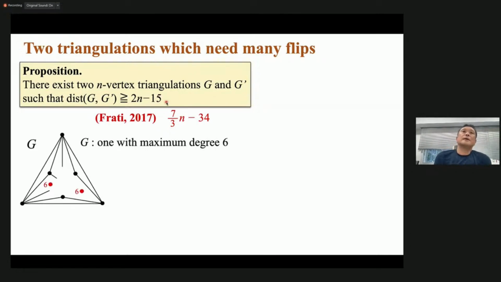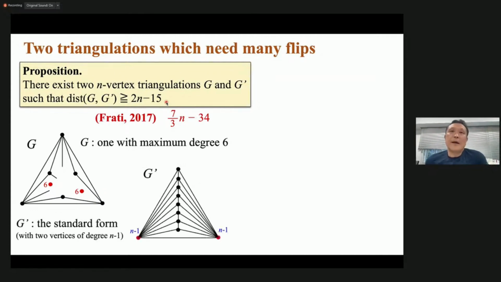Consider G, which is a triangulation with maximum degree 6. Such a triangulation can be easily constructed. Another one is the standard form. In G, every vertex has degree at most 6, but in G prime, there are two vertices with very large degree. This is the difference.